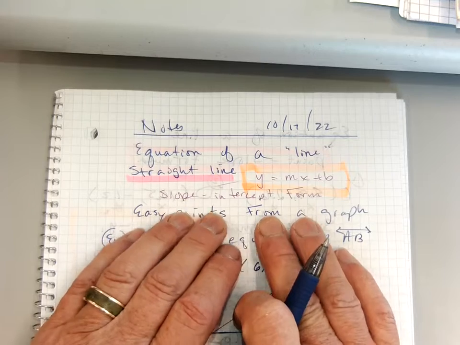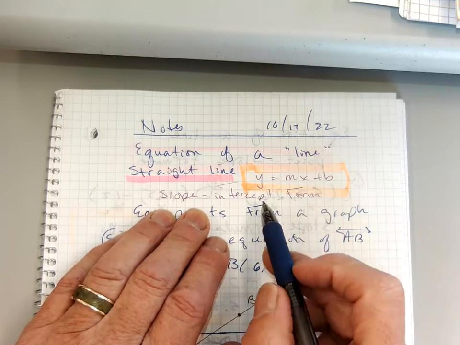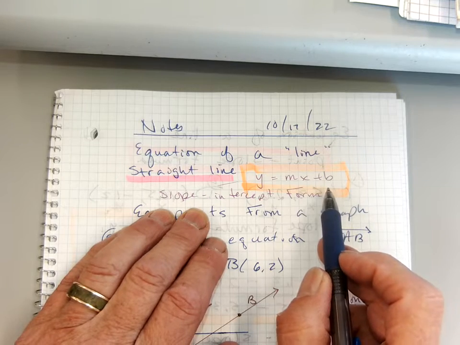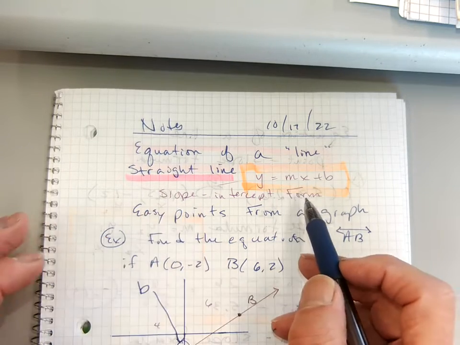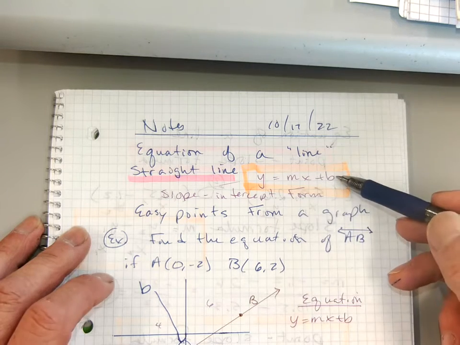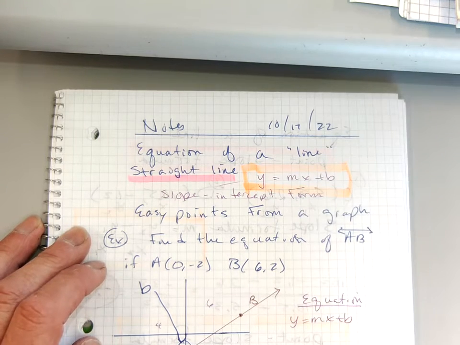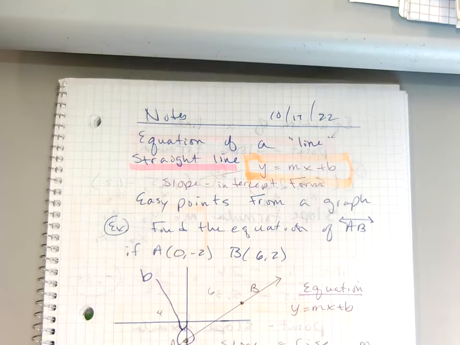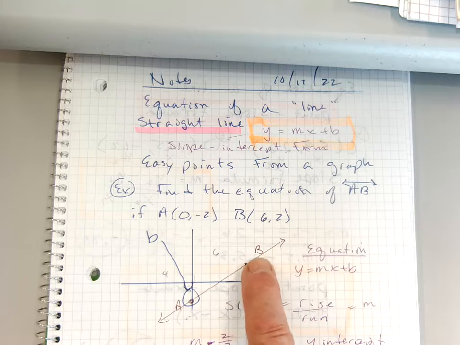We use what we call slope-intercept form, and this equation right here, y equals mx plus b, is the equation we use. M is the slope, which we know slope is rise over run, and b is the y-intercept, which is where it crosses. So I took an example, and I graphed from point A and point B, and I drew my line.